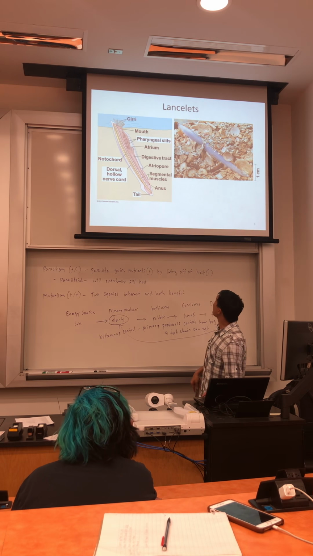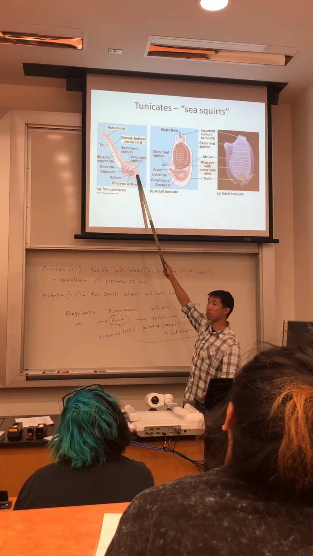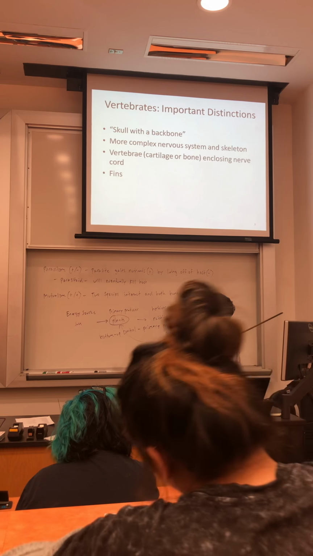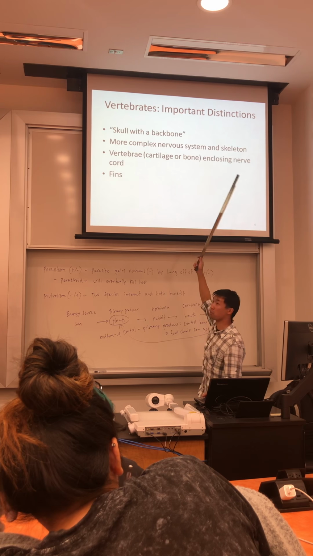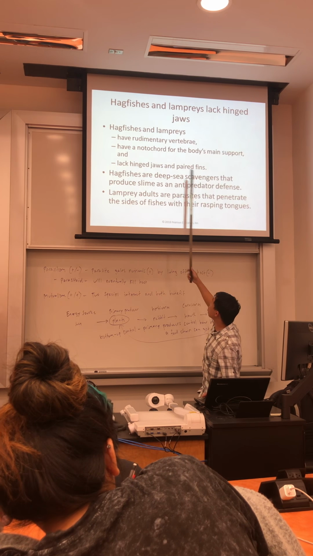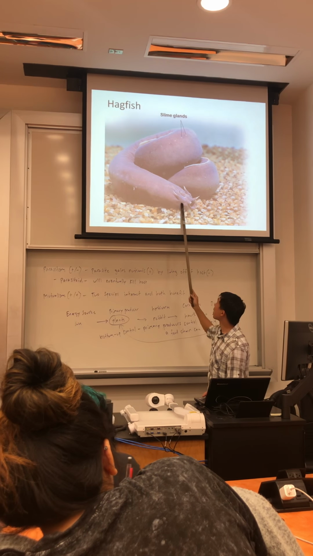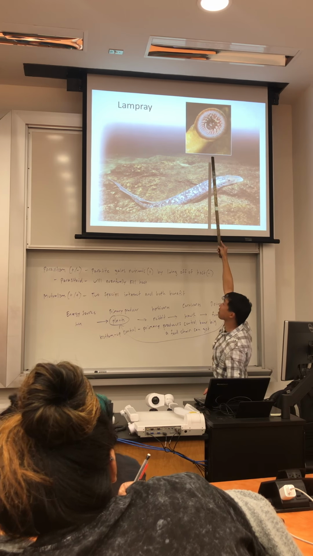Anyway, lancelets, these are the filter feeder organisms. Tunicates, they have the swimming larvae, but the sessile adults. The vertebrates, these ones have a vertebral column. They include the hagfish and the lampreys. Hagfish are deep sea scavengers. They also produce slime. And the lamprey are these blood-sucking parasites.